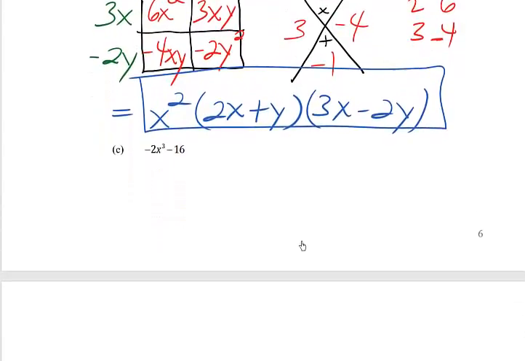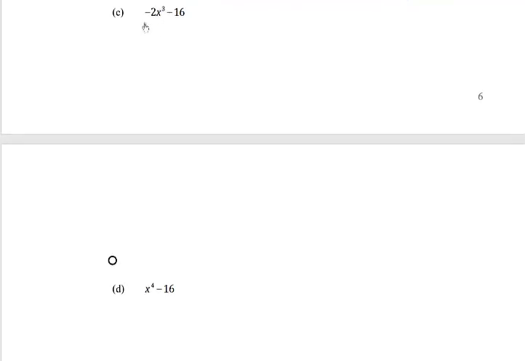All right, let's move on to letter C. Step 1, pull out the GCF. I can see that I have a 2 in common. I also see that the lead coefficient is negative, so I need to pull that out along with the 2. So my GCF here will be negative 2. That's going to change all the signs. This leaves me with a positive x cubed and a positive 8.